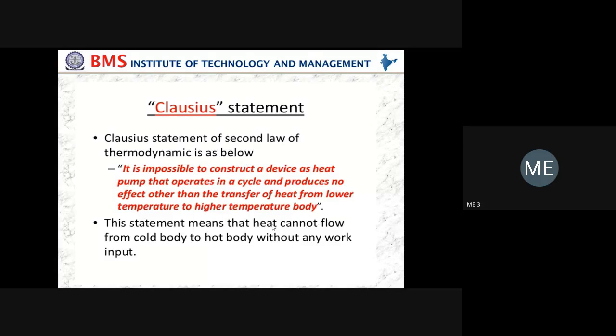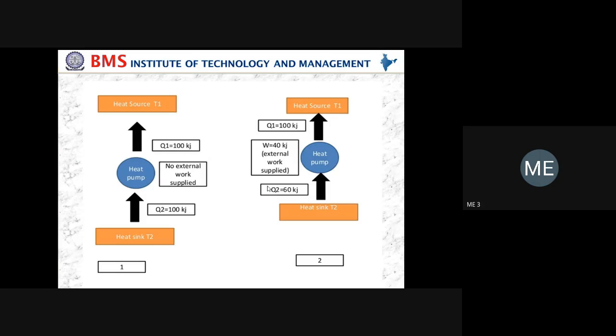If any one of them is absent, the heat engine will not work. Likewise, the general meaning of the Clausius statement is that heat cannot flow from a colder body to a hotter body without any work input. So we have to supply work to operate the heat pump or refrigeration. This is the Clausius statement. Concentrate on the Clausius statement and the Kelvin-Planck statement, because they will ask problems related to them in competitive exams. So I'll illustrate with one simple example problem.